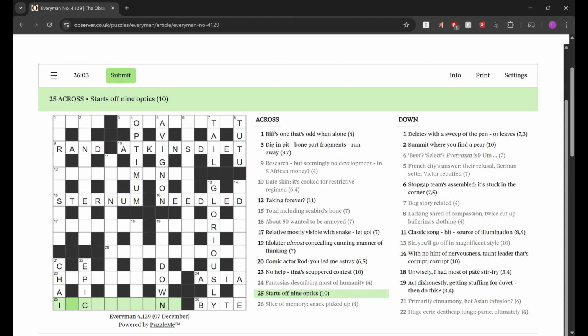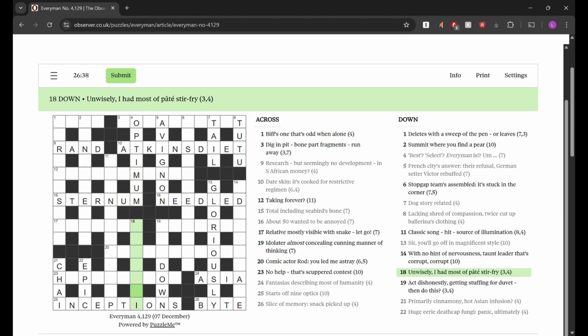Right. 25 across. Starts off 9 optics. So I think we're going to be anagramming 9 optics. Off is the anagram indicator because that gives us 10 letters. Yep. And it's going to give us a word for start. It'll be in exceptions. That start of something is the inception of something.